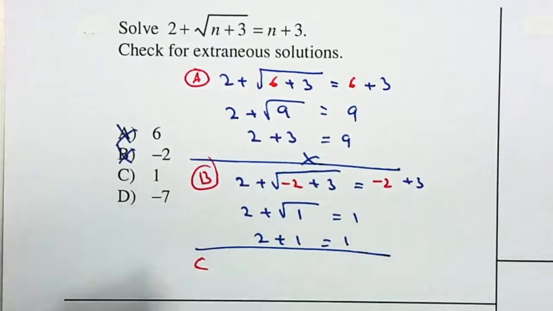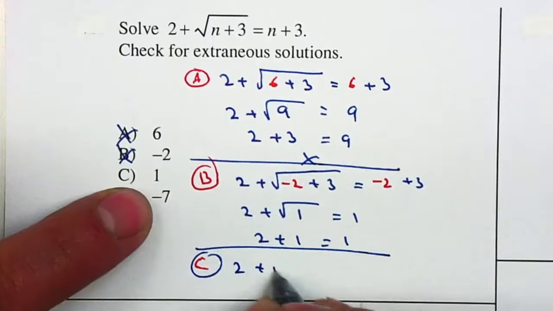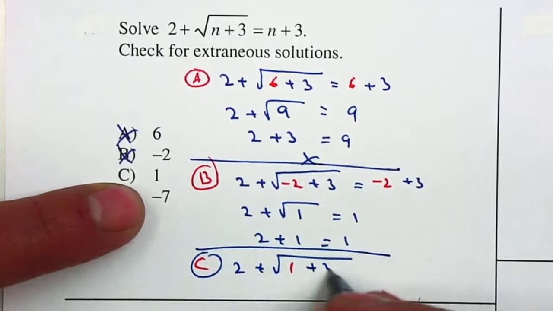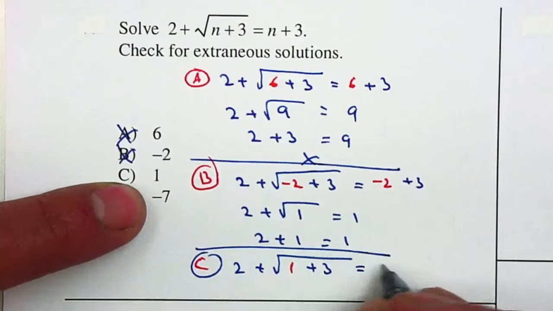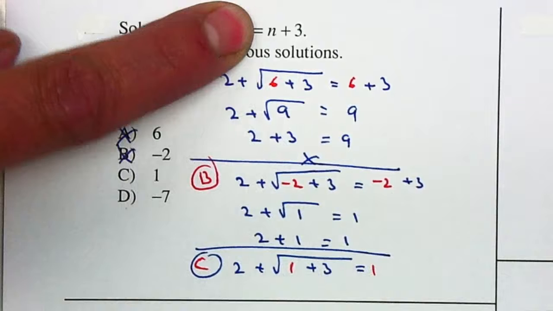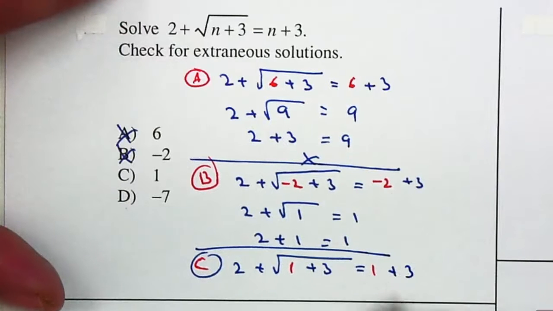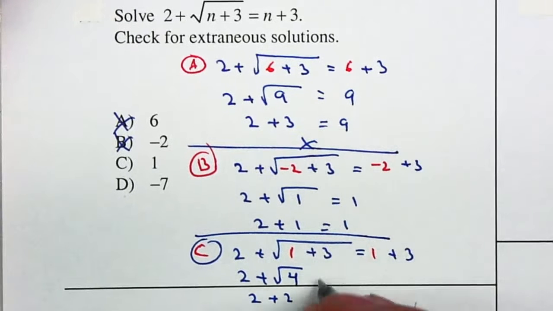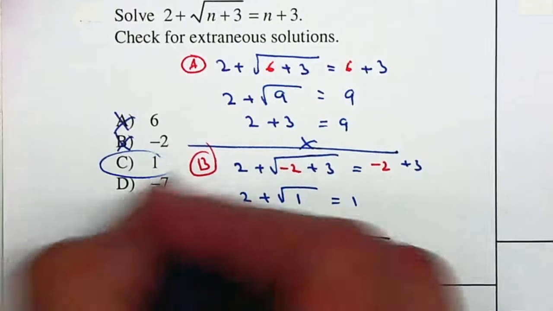We have 2 plus the square root. Instead of the x, I'm going to plug in a 1 plus 3 is equal to 1 plus 3. It gives me 2 plus the square root of 4, which is 2 plus 2. And that gives me 4. Is that going to be equal to 4? That's correct. So C is an answer.